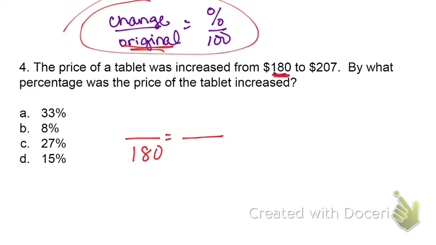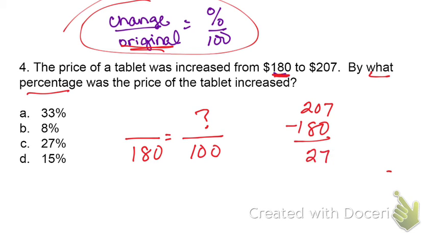I want to know what percent, so that's the question mark that I'm looking for, is it increased? Well, how much did it increase from $180 to $207? It increased by $27. The whole top row represents the increase. So it is the dollar increase over here and the percent increase over here. Okay, and that 100 represents 100% of the original cost.